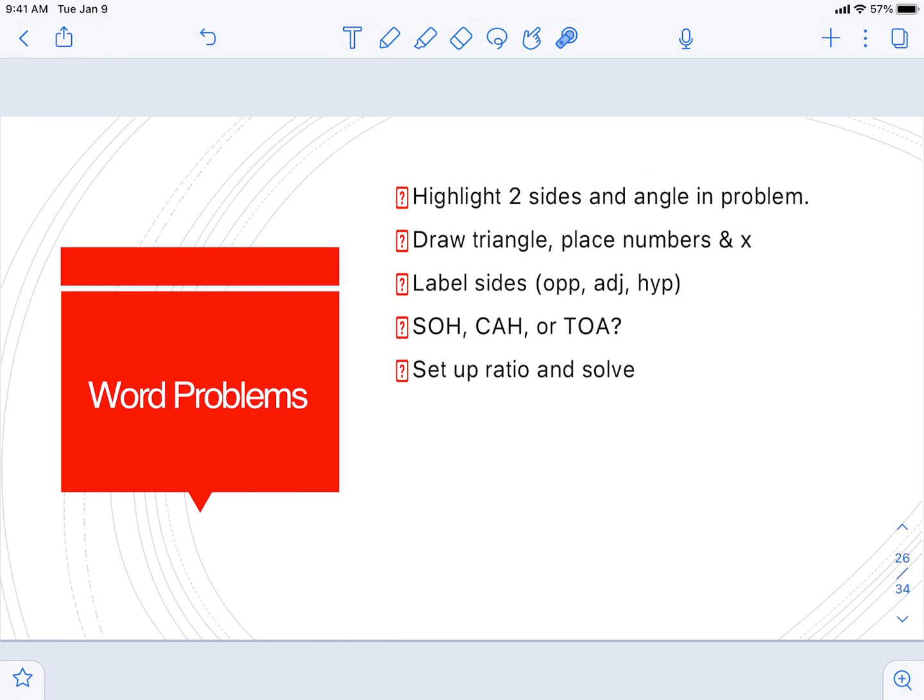All right, then we want to draw the triangle and place the two numbers and the x, right? Two numbers that were given and then the x representing the thing that we're trying to find. Then we'll label our sides, opposite, adjacent, hypotenuse. We'll use that to determine whether we're doing sine, cosine, or tangent. And then we'll set up our trig ratio and solve.